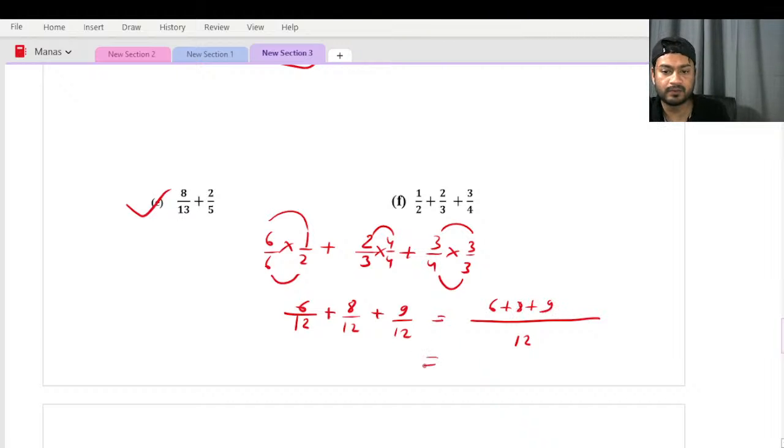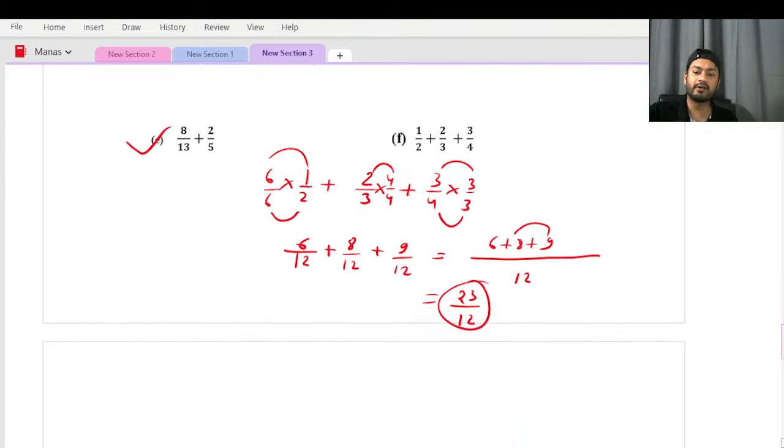Okay, so what will be the addition of these numbers? 8 plus 9 is 17, and then 17 plus 6 is 23 by 12. Right, so if it is not cutting, you do not need to cut, and you can directly get the answer. If you want to convert it into a mixed fraction, you can convert that also. That is also a very easy task.